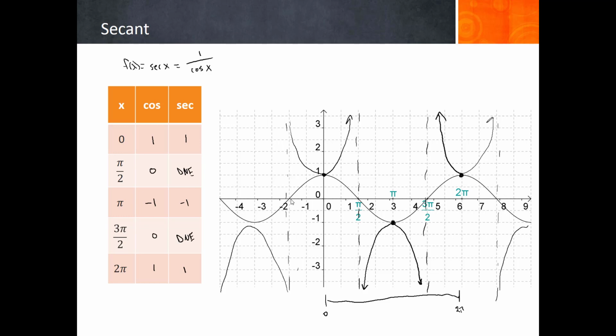So we have vertical asymptotes everywhere that cosine hits the x-axis. And we had the same thing happen with sine. Every time sine hit the x-axis, you had a vertical asymptote. And then you're just going to draw sort of the same graph but mirrored away from itself. So again, this is our standard graph here.